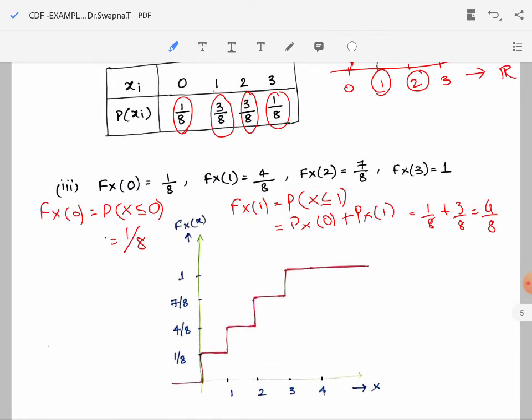And now plotting the CDF, on the x-axis we take the random variable, on the y-axis Fx of x. So 1, 2, 3, 4 on the x-axis, and for Fx of x we take 1 by 8, 4 by 8, 7 by 8 and 1. And plot the values. See here, Fx of 0 is 0. At 0 it is 1 by 8, at 1 it is 4 by 8, at 2 it is 7 by 8 and at 3 it is 1.